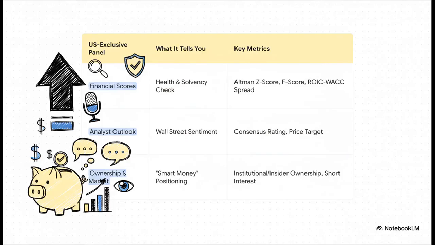And for US stocks, it gets even better. It adds these 3 extra panels that answer some really important questions. The Financial Scores panel basically asks, is this company secretly at risk of going bankrupt? The Analyst Outlook tells you, what does Wall Street think? And the Ownership panel answers, are the big institutions and the insiders buying or selling this thing?